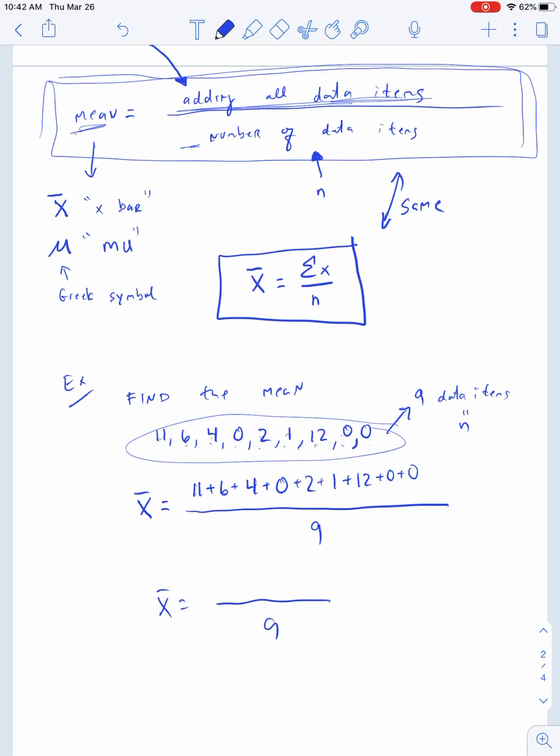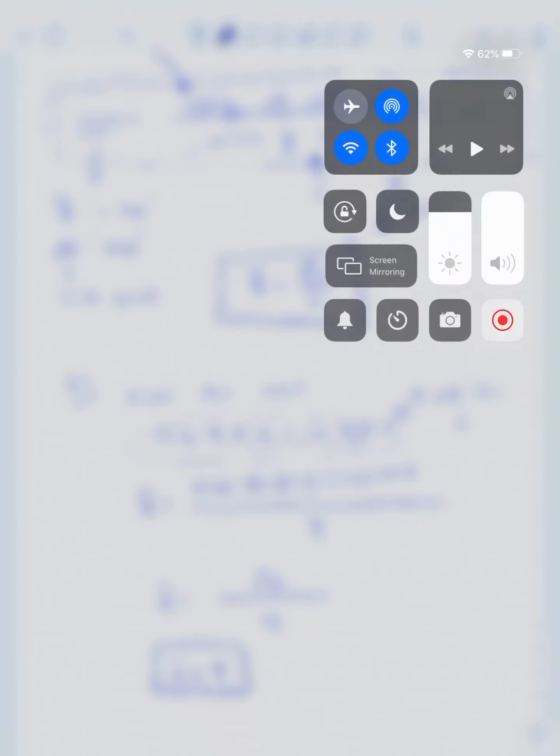So let's add the numbers on the top. We have 11 plus 6 plus 4 plus 0 plus 2 plus 1 plus 12 plus 0 plus 0. We get the top to be 36. And then from there we just divide. 36 divided by 9 gives us our mean of 4. So a nice first example of finding the mean. On our next video, we'll take a look at other examples of finding the mean.